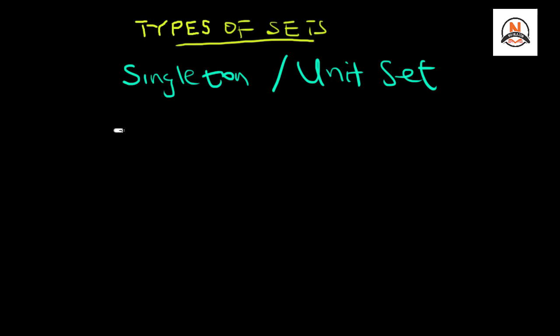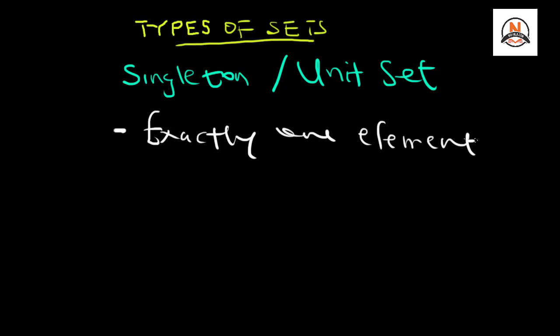A unit set, or what is also called a singleton set, is a set that has exactly one element in it. For instance, let us consider set P. Set P has an element in it, and the element is the number 5. But how many elements are in set P? Set P has just one element, the number 5. So we say that set P is a unit set. It has just one element.